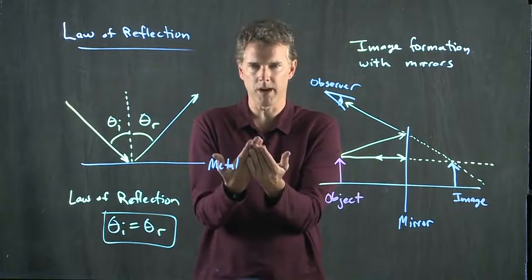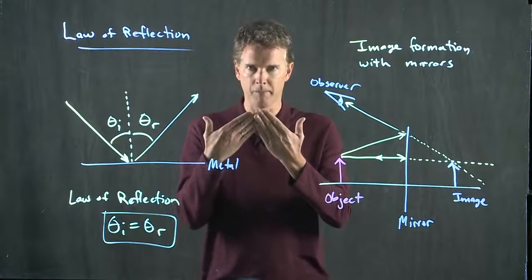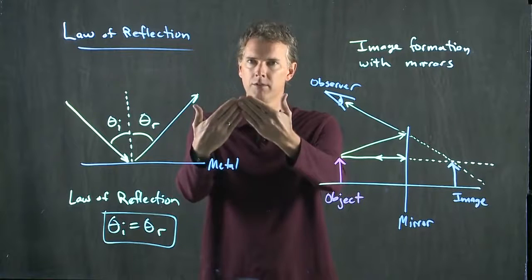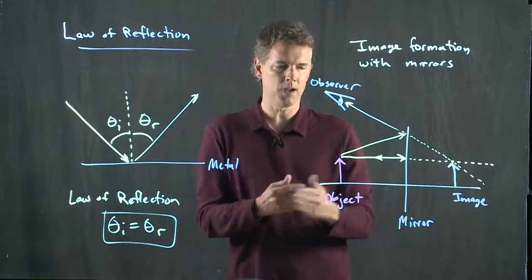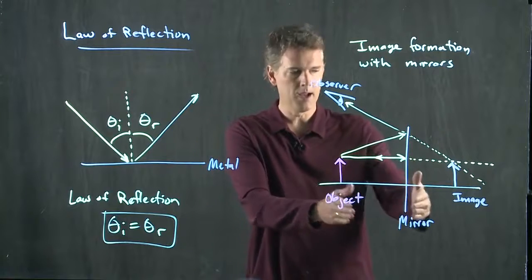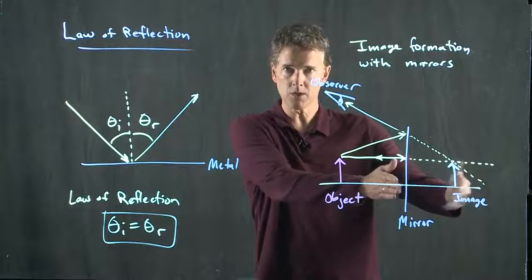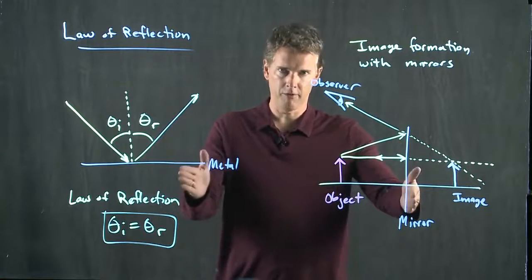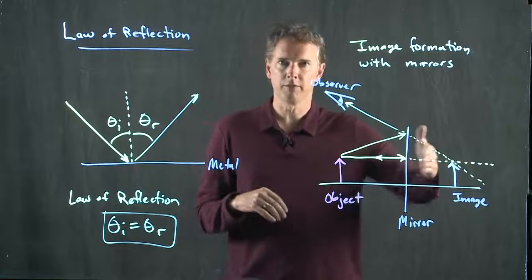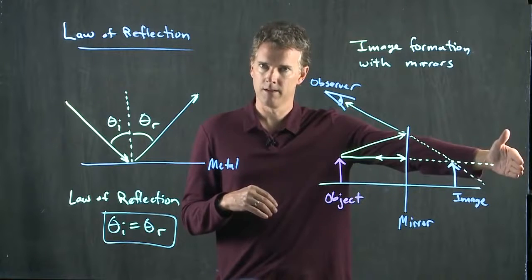And you know this already, right? When you stand in front of a mirror, you see an image of yourself on the other side of the mirror, the exact same distance away. If you're standing 2 feet away from the mirror, it looks like you have an image that's 2 feet on the other side of the mirror. If you back up further, your image gets further and further away. Okay?